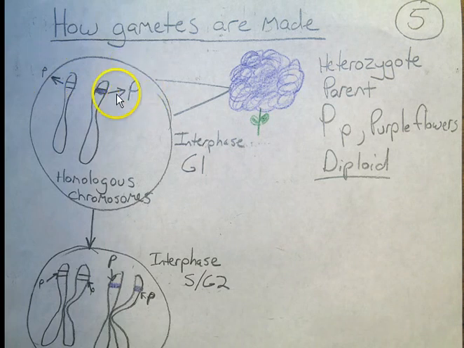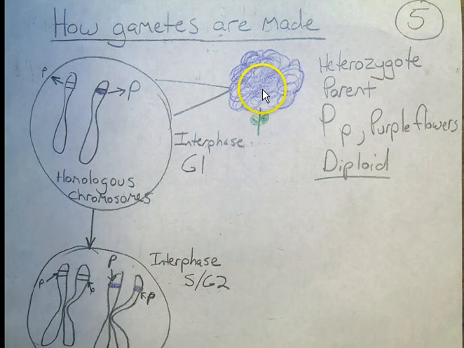Big P, on the other homologous chromosome, is the allele for purple flowers. And as you can see, this pea plant has a purple allele and a white allele. Now, since purple is dominant to white, represented by the larger capital letter, the plant will express the purple but not express the white. The white is kind of hidden.